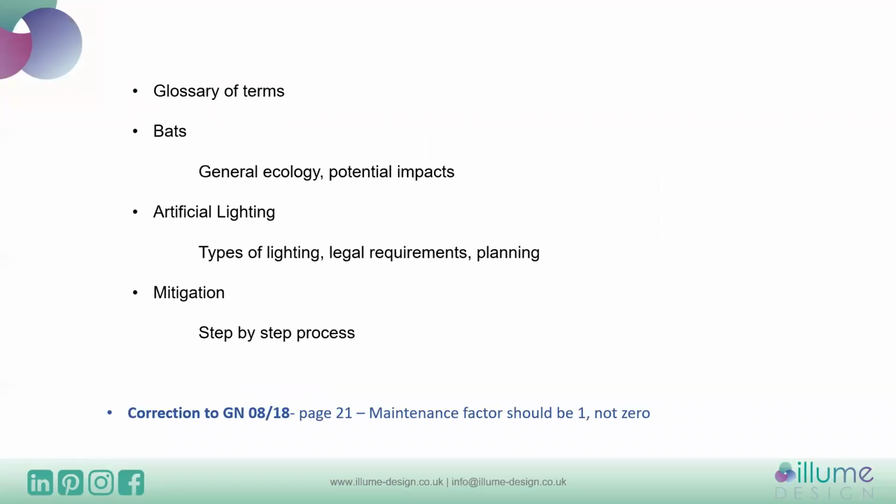So this guidance is really broken down into 3 sections, one on bats, the next on artificial lighting, and then on mitigation. There's also a glossary of terms, which is quite useful so that we can all start to talk in the same language between different professions when we talk about lighting. One thing to note is a correction. On page 21, depending on when you download the guidance, the maintenance factor should say 1 and not 0, and I'll explain a little bit more about this later on.